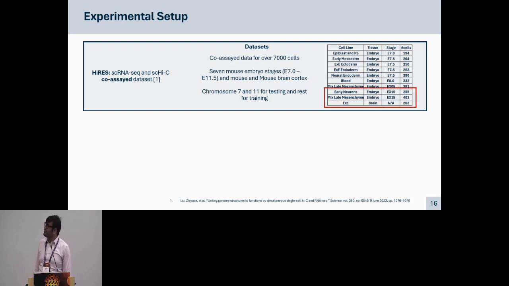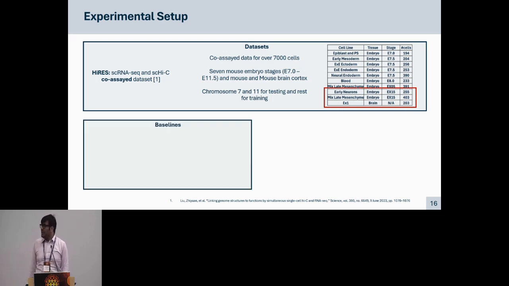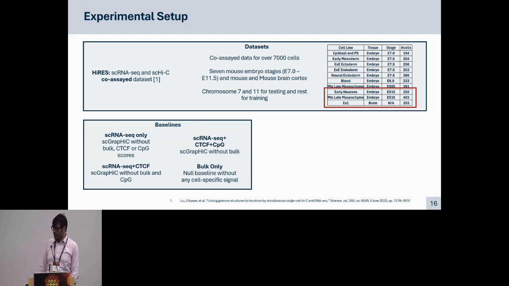We held out the last 3 cell types as a way to test the generalizability of our model on samples that originate from tissues or cell types it has never seen in its training phase. Since there are no real existing methods that predict single-cell Hi-C from single-cell RNA-seq, we really don't have a baseline to compare ourselves against. So what we do is we compare ourselves against 4 ablation versions of single-cell GrapHiC.